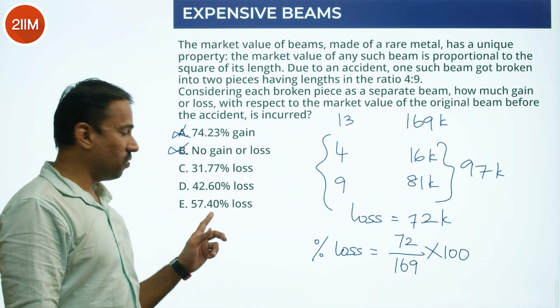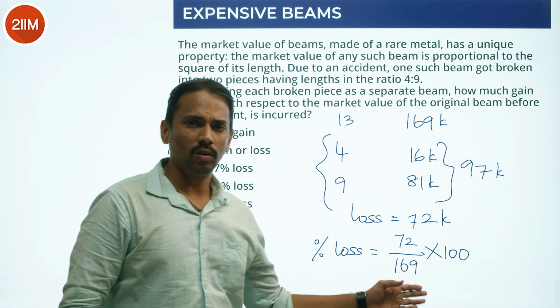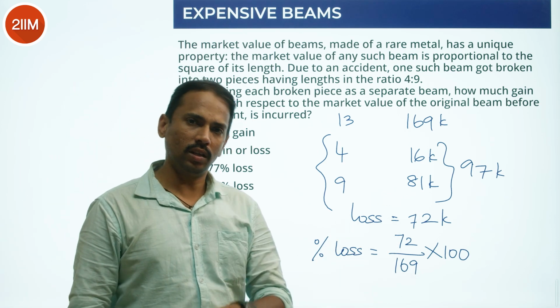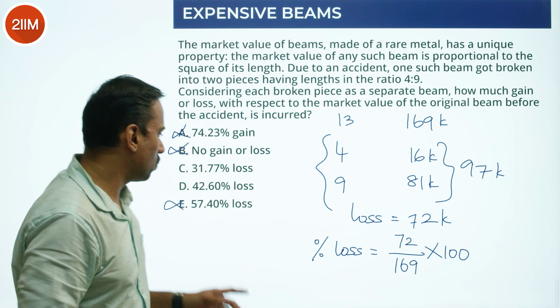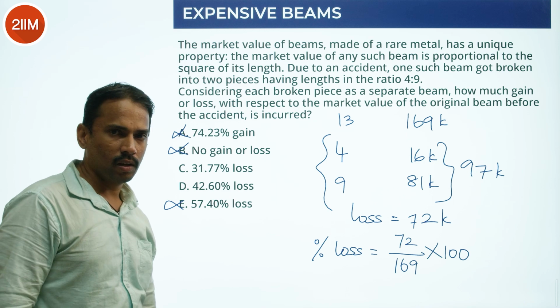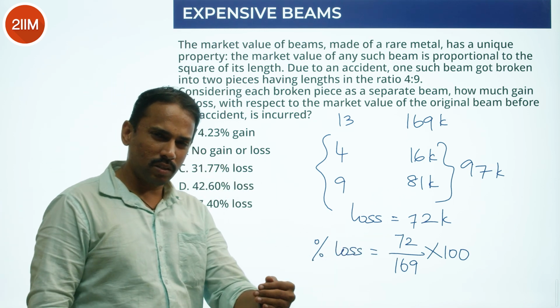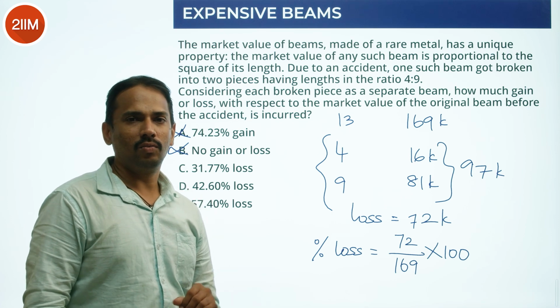Option E says 57 point something. It's more than 50, not possible. Very clear, 72 is less than half of 169. So the answer can't be more than 50. It'll be somewhere between C and D only. It can't be that small, because this is 72. It should be something less than 50 percent.